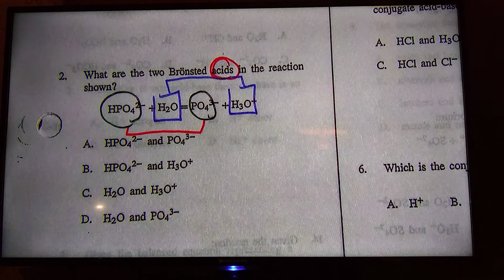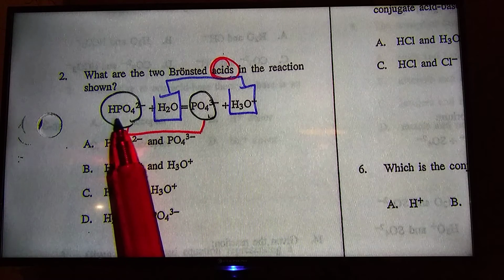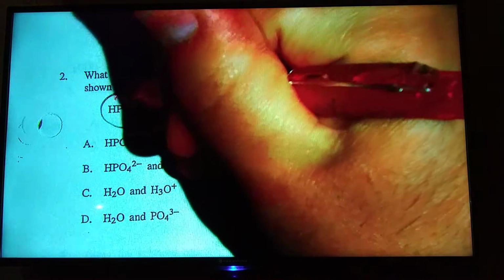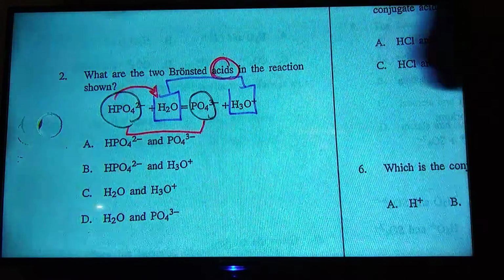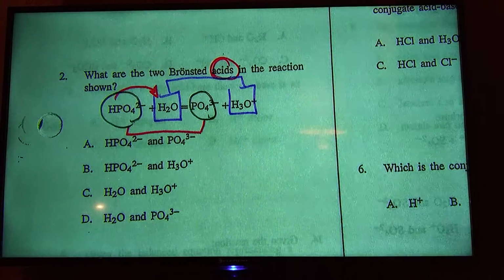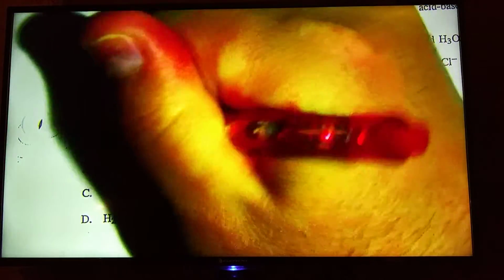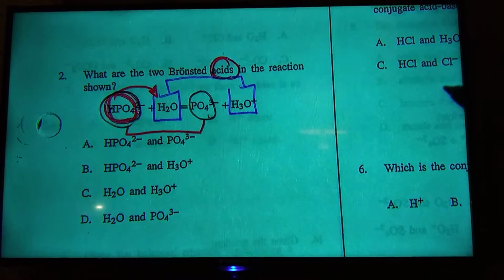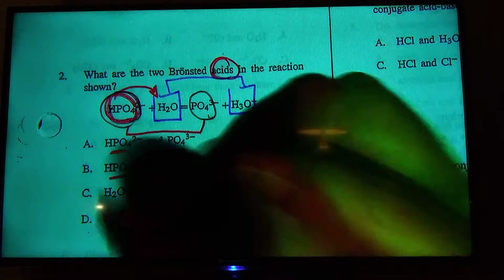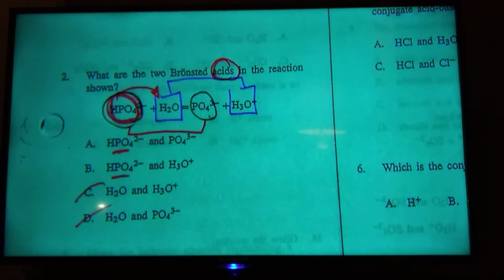Where does that H go? It goes from HPO4 to H2O. So that H really just migrates, donating from here to here. Transfers from there to there. That's a donation. This donates. That has to be an acid. So it's got to be HPO4. Can't be these two. H2PO4 is not there. HPO4, excuse me, is not there.